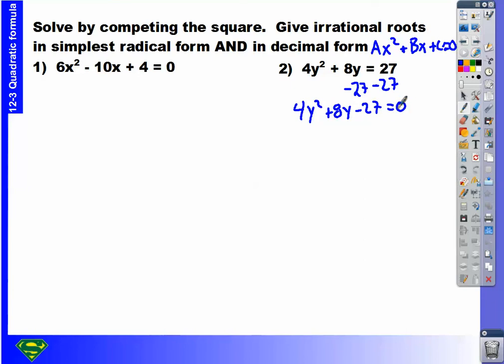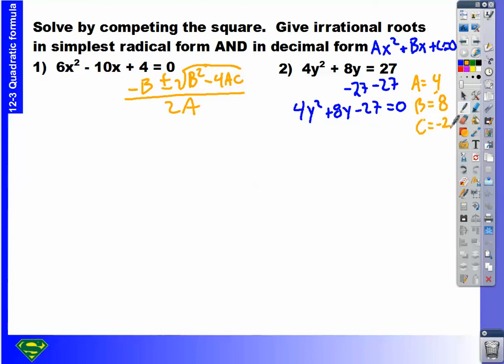And now it's time to recall the quadratic formula, which is negative b plus or minus the square root of b squared minus 4ac all over 2a. So now let's identify all of the a's, b's, and c's. So our a value is equal to 4. Our b value is equal to 8. And our c value is equal to negative 27.